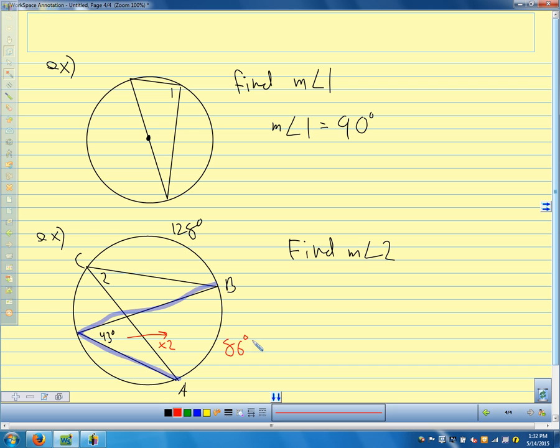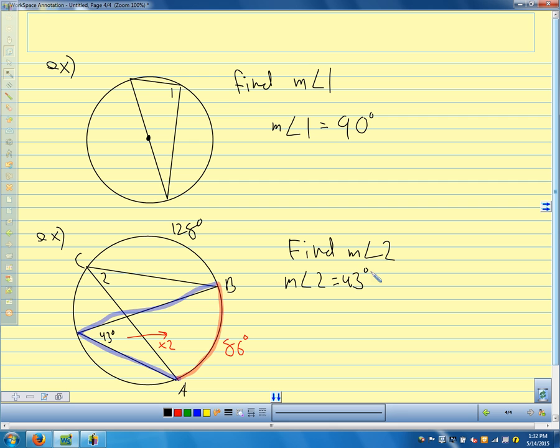And what's your idea, Carolyn? They intercept the same arc, so I think you're thinking the same thing, but you were figuring out the arc and then the angle. But you can also say they intercept the same arc. They both intercept this arc AB. Since they intercept the same arc, they have to be the same. So you could say right away that the measure of angle 2 is 43 degrees.